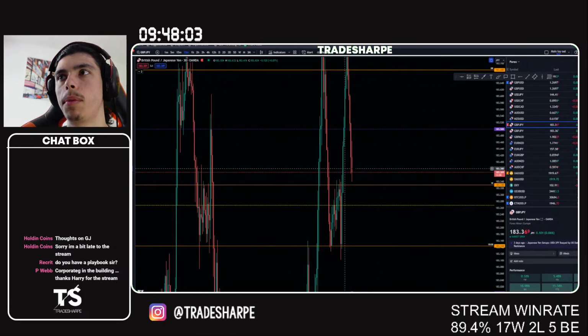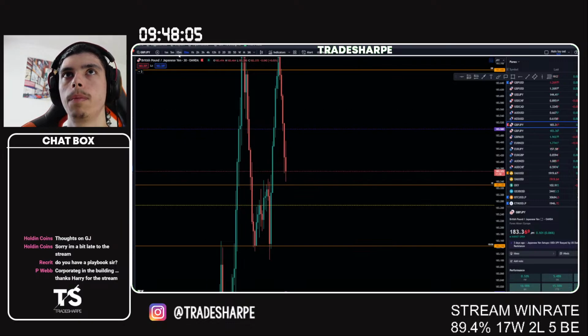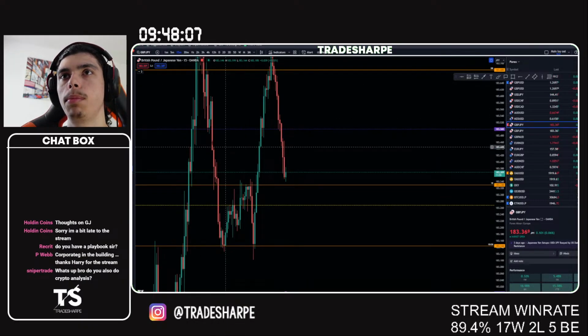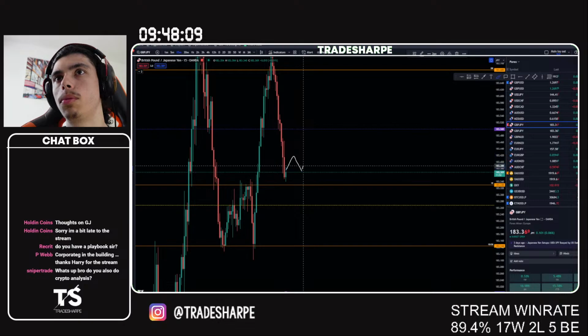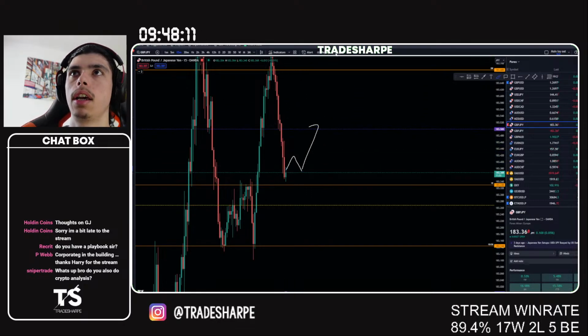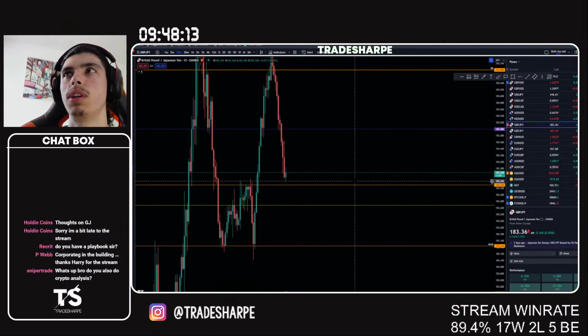What I would like to see now for buys is maybe a 30-minute close bullish, or I would like to see a strong 15-minute close with maybe a thunderstorm to continue up, something like that. That would be ideal, right? To wait for a thunderstorm.